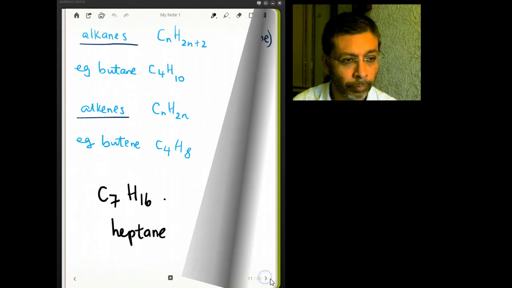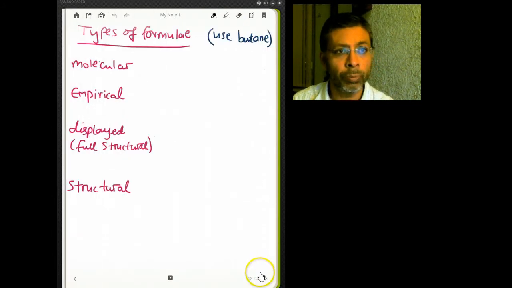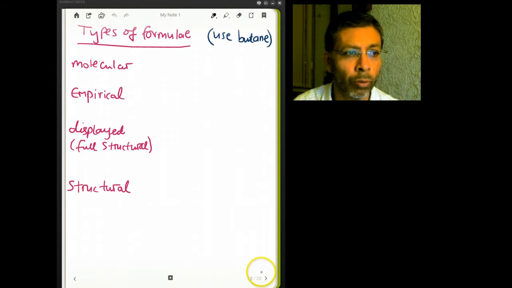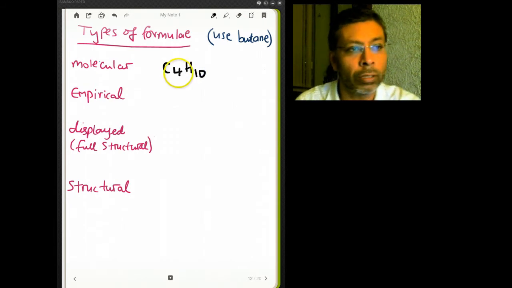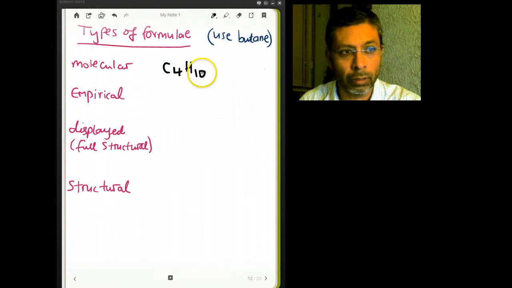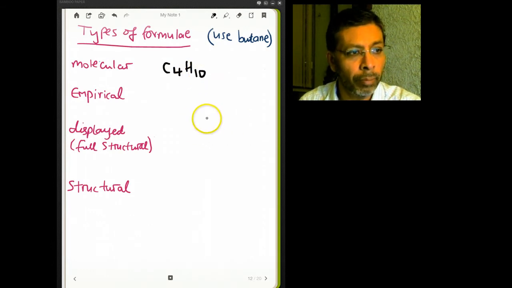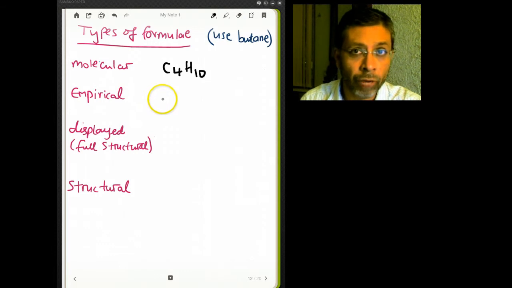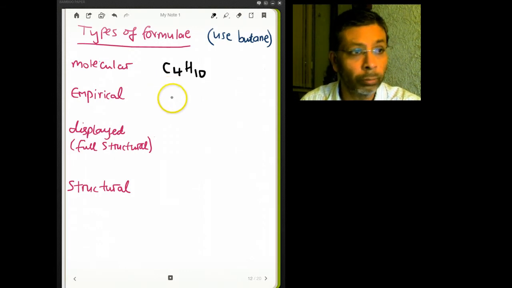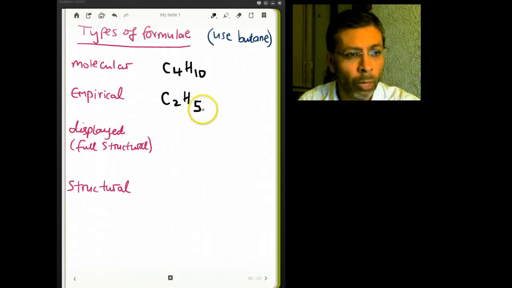Right, next. Types of formulae. Let's use butane and just very briefly describe what these different types of formulae are. You're all familiar with molecular, and butane you know is C4H10, and that would be the molecular formula, so however many atoms of the different elements are grouped together like this. Empirical formula is the simplest whole number ratio of the atoms, so if you divide this by 2, you'd get C2H5. You can't really break that down any more without keeping whole numbers, so that would be the empirical formula.